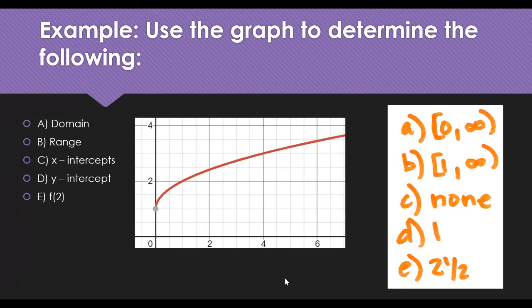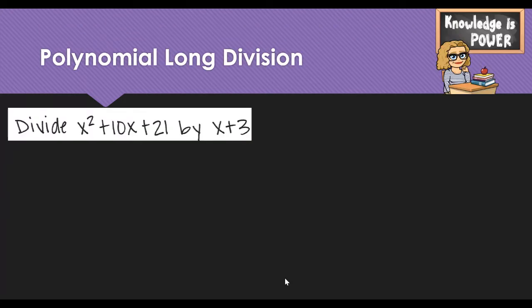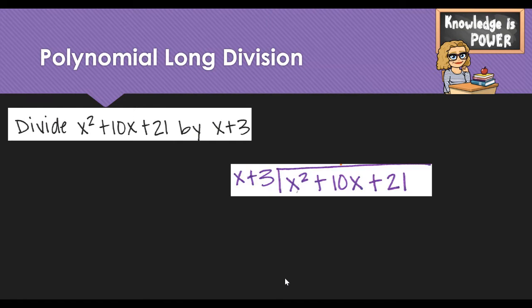All right. The other thing we're going to do is polynomial long division. Oof, fun. So when we do polynomial long division, it's just like 4th grade long division. Same steps. It just has x's in it. So the first thing you want to do is write it like 4th grade long division. So you put whatever you're dividing in the box and whatever you're dividing by. So we're doing x squared plus 10x plus 21 divided by x plus 3.